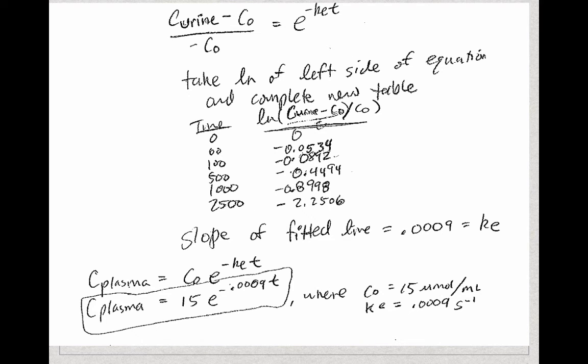So (C urine minus C0) over minus C0 equals e to the minus Ke t. Taking the ln of the left side of the equation, we complete the new table, and from there we get the slope of the fitted line. Again, the linear line is 0.0009 t, so Ke is 0.0009. So C plasma equals, with the 15 micromoles per milliliter we calculated before, C0 e to the minus 0.0009 t. And we found C0 and Ke given the data.